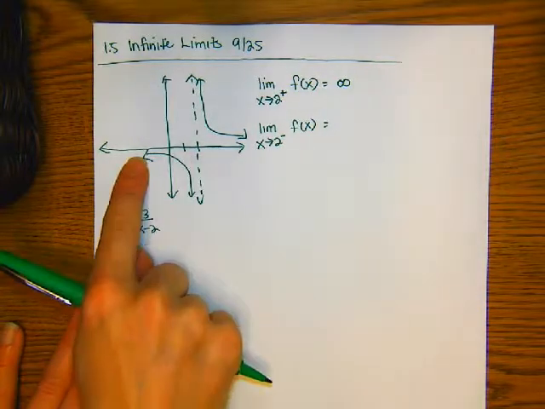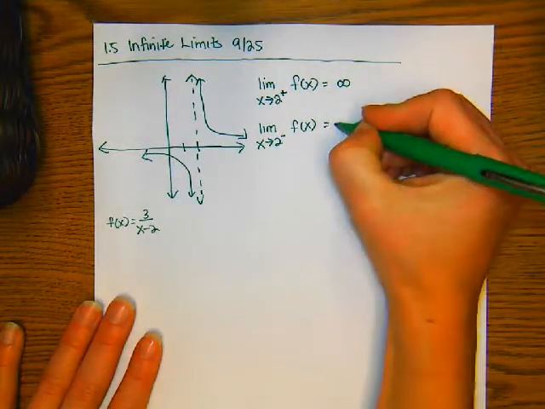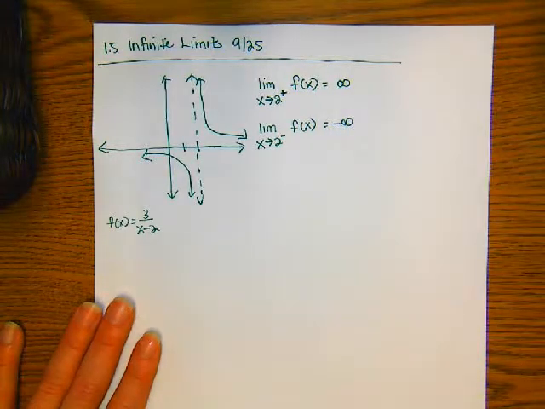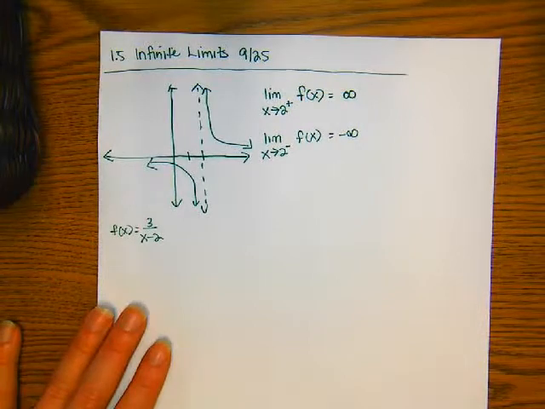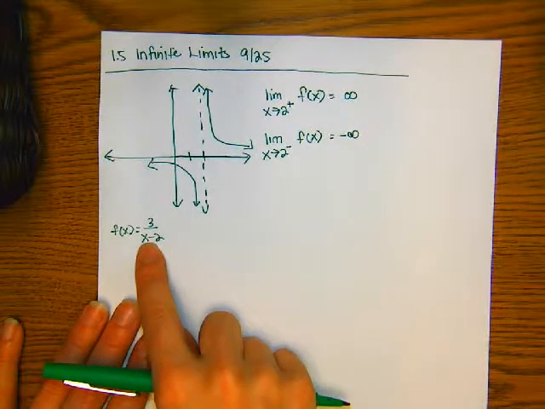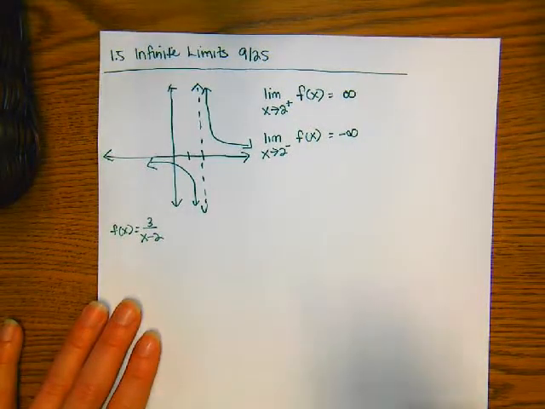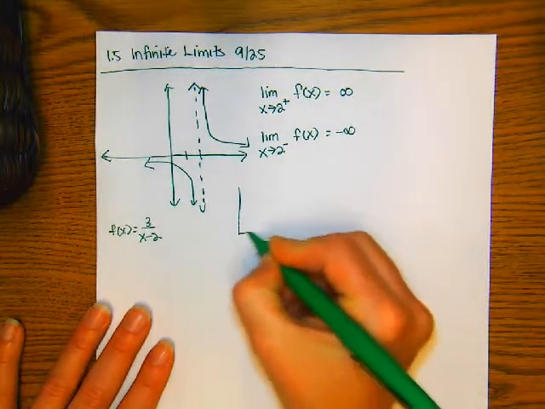As x approaches 2 from the left, what's the function doing? The function is going towards negative infinity. So this is one way where we are talking about limits involving infinity. Some of you knew what the graph looked like. Another way that we could do this would be numerically. So let's just do a table.